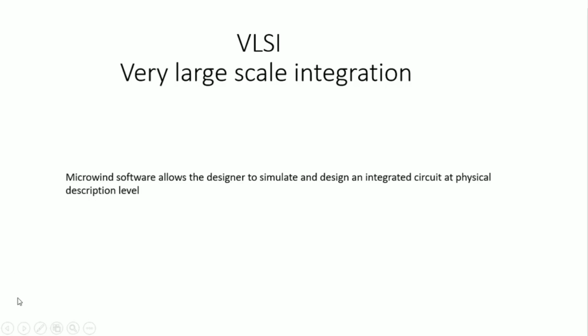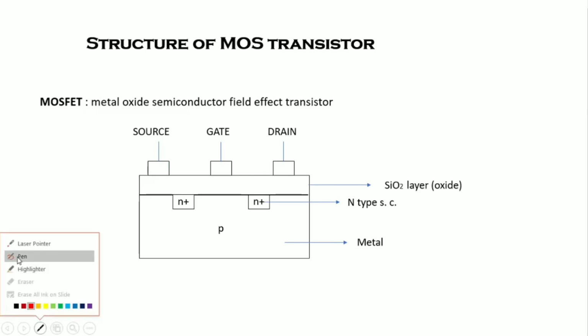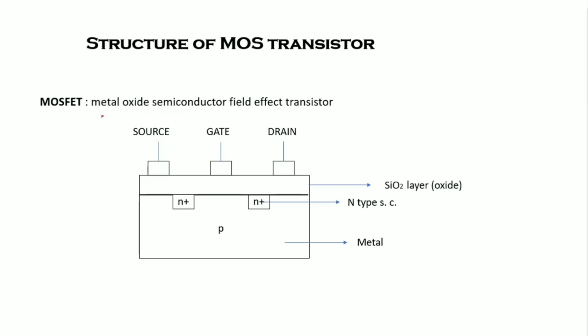So let's move forward. First of all, we have to get some basic knowledge regarding the MOS transistor. What is the structure of a MOS transistor? MOSFET is metal oxide semiconductor field effect transistor. Let me just use my pen here. So this is the full form of MOSFET, and here you can see the structure.